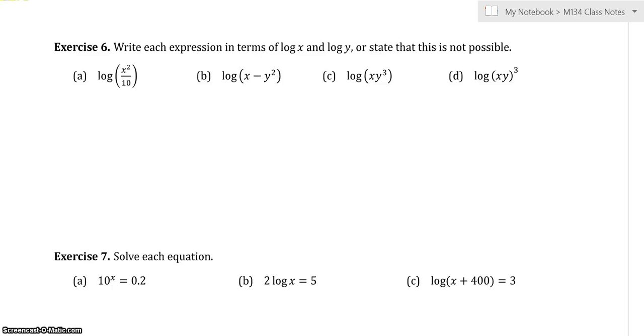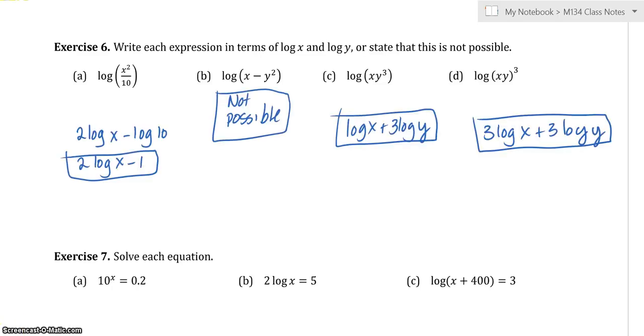Okay, here are the answers. Write each expression in terms of log x or log y, or state if it's not possible. So I just did it all in one step, so I realized it's a 2 in front of there, and there's a minus. But if you want to see an extra step there, I will add it now. I'd use the second property. This would be the log of x squared minus the log of 10, and then I bring down that 2.